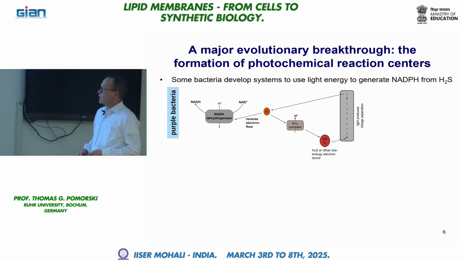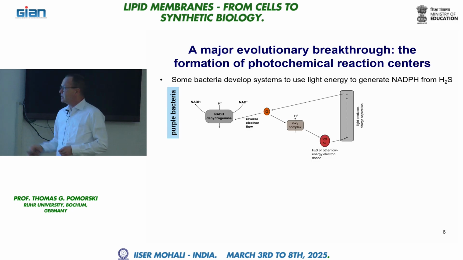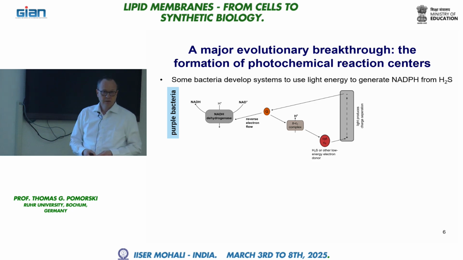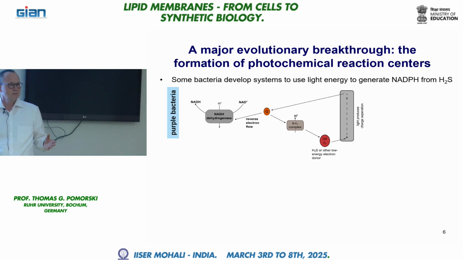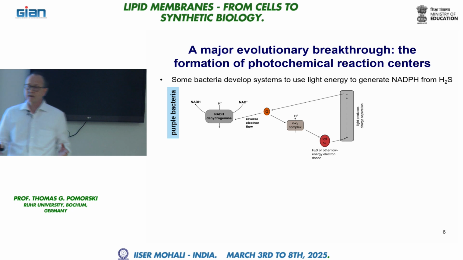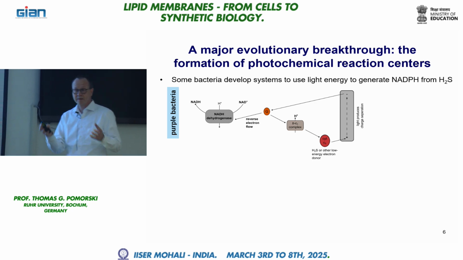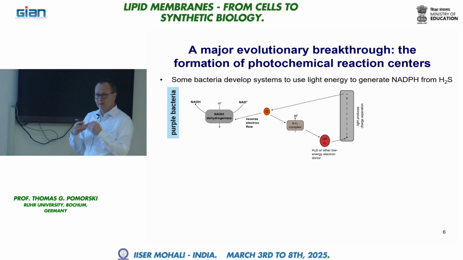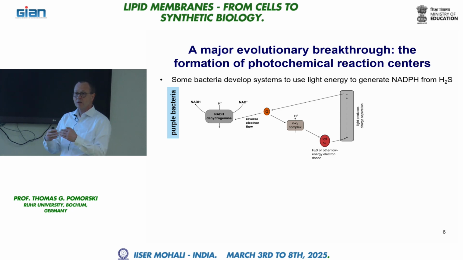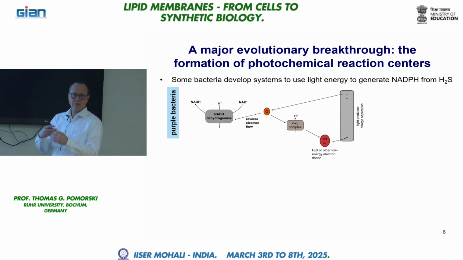And what happened was that with the purple bacteria, organisms appeared that can use the energy of light. That was, again, a major development. But the prerequisite was that they have membranes to be separated from the environment and to use these membranes to generate gradients of ions, for instance protons, across the membrane.